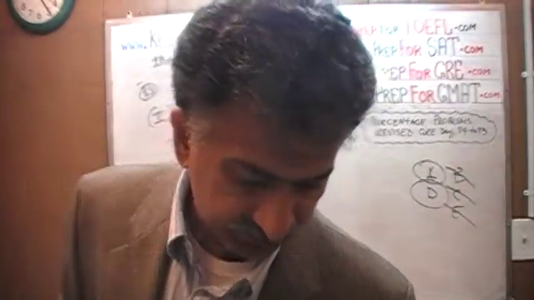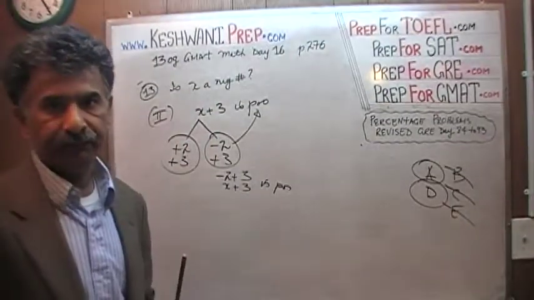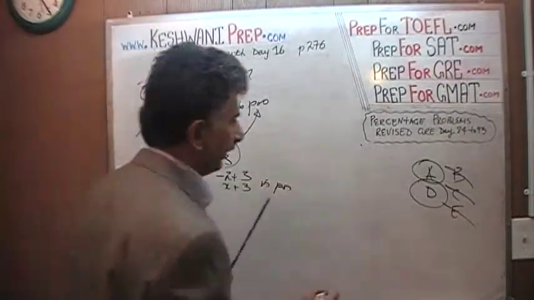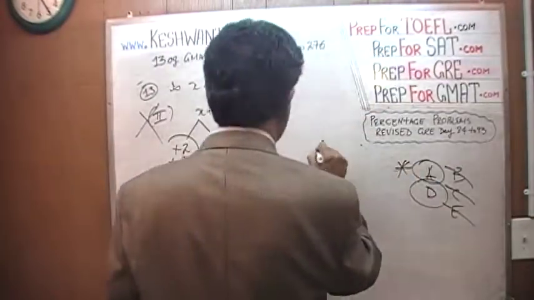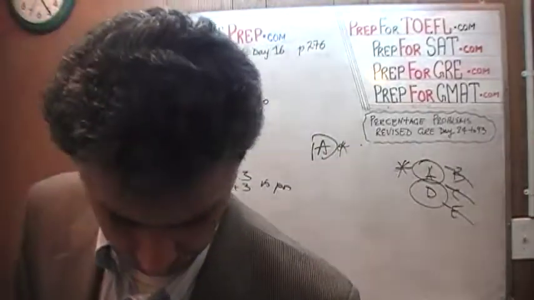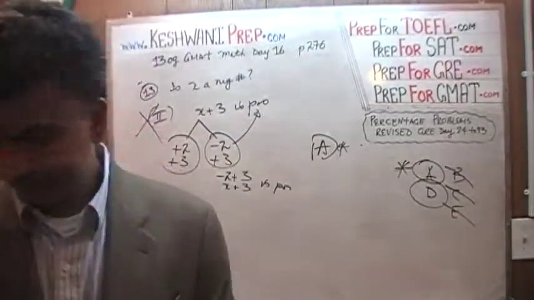Simply knowing that x plus 3 is positive is not going to tell us whether or not x itself is negative. It may be, it may not be. Second statement does not do the job. The answer is A. Statement 1 only by itself answers the question. Statement 2 is worthless.